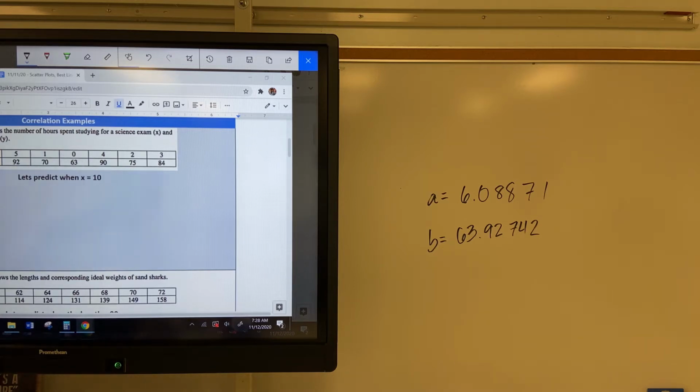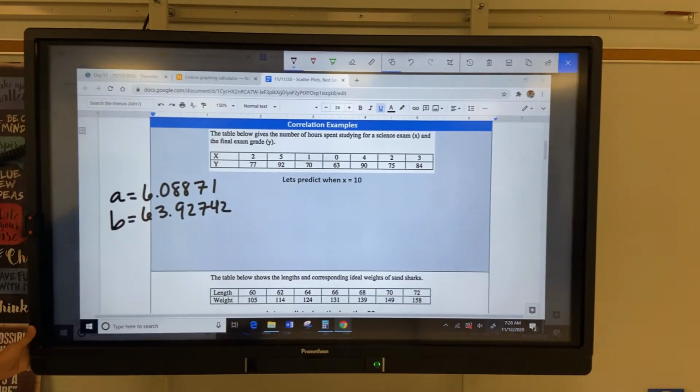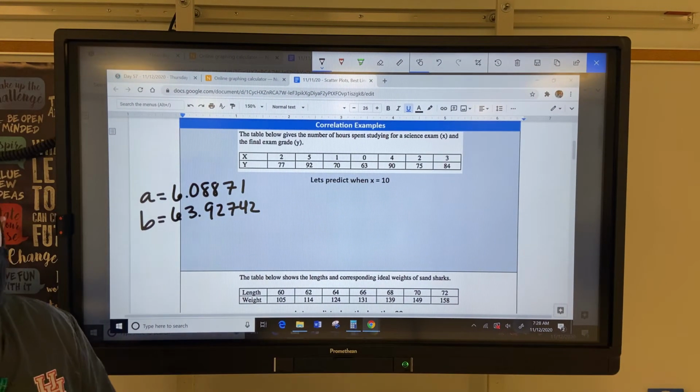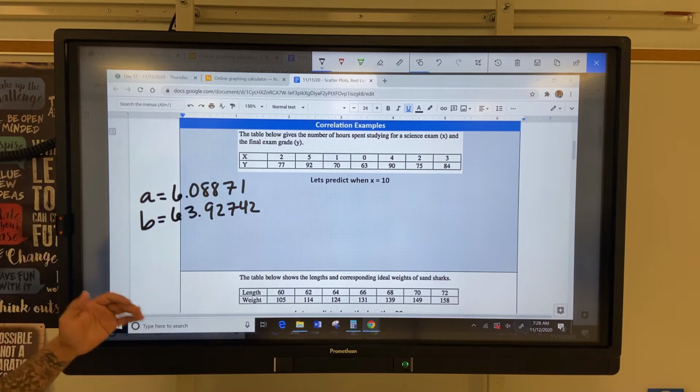6.08871. Sir, do we have to write all the numbers? For this case, because we do want accuracy, I do want you to do all the numbers because for the quiz, I'm very accurate with the numbers and the values that are in the answer choices. 63.92742. Okay. So that was my A and my B. Hopefully you all got the same result.